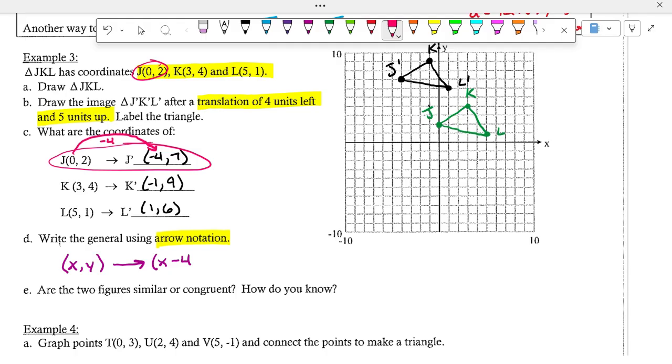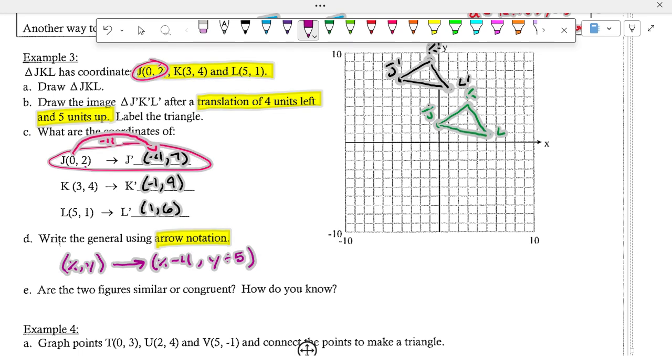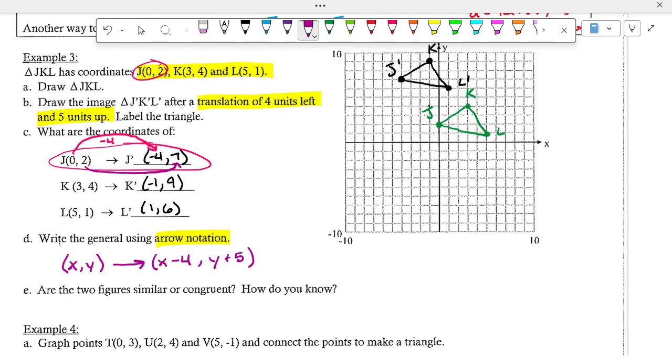All right. So for the y's, so that's the up 5. How do you think I would write it? Y plus 5. Another way you can think about it, how'd I get from 2 to 7? Would I add or subtract? You would add 5. So that's how you would figure out the rule.